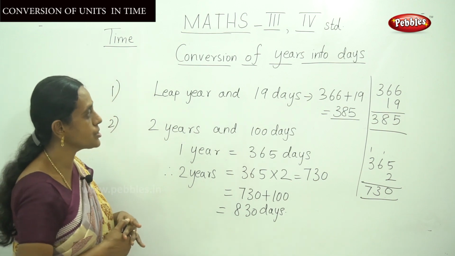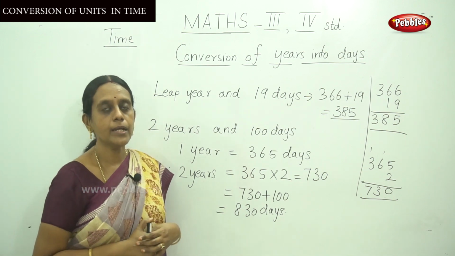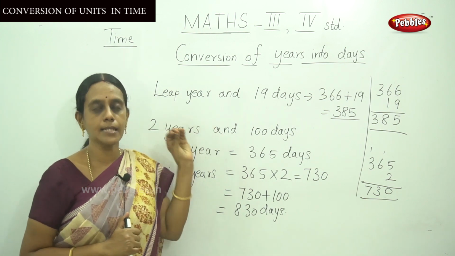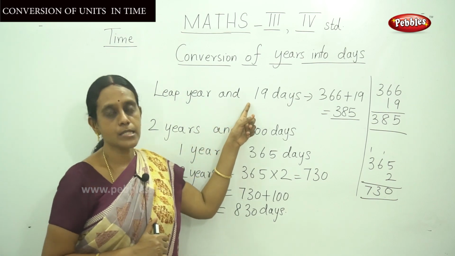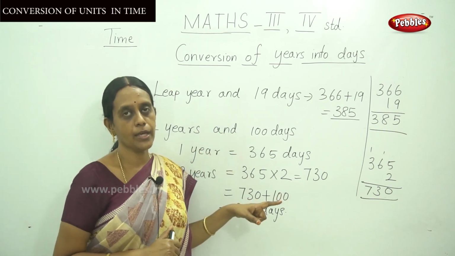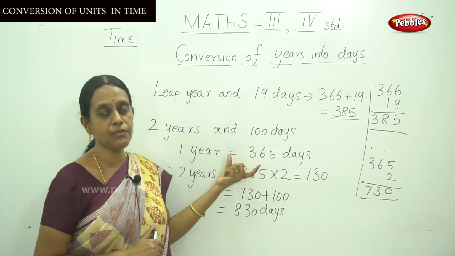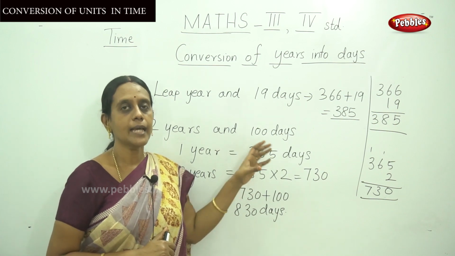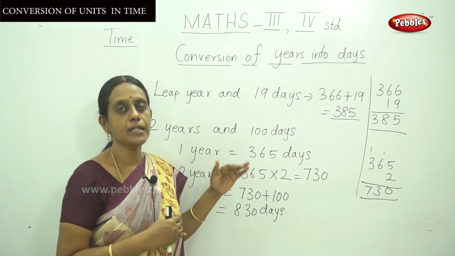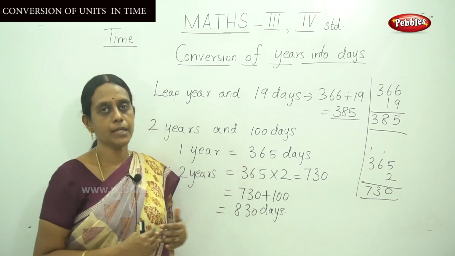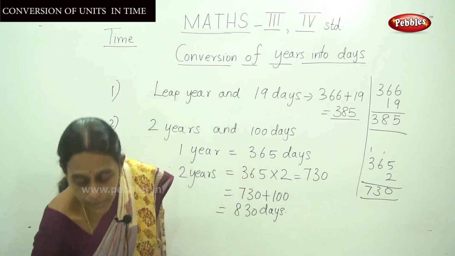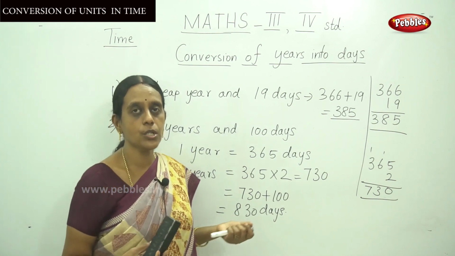So this is a conversion method to calculate how many days for the normal year and the leap year. Leap year means 366 and add on the extra days. For a normal year you calculate the number of years, and use 365 days per year. So you can differentiate between the normal year and the leap year. Next we move on to addition and subtraction of time.